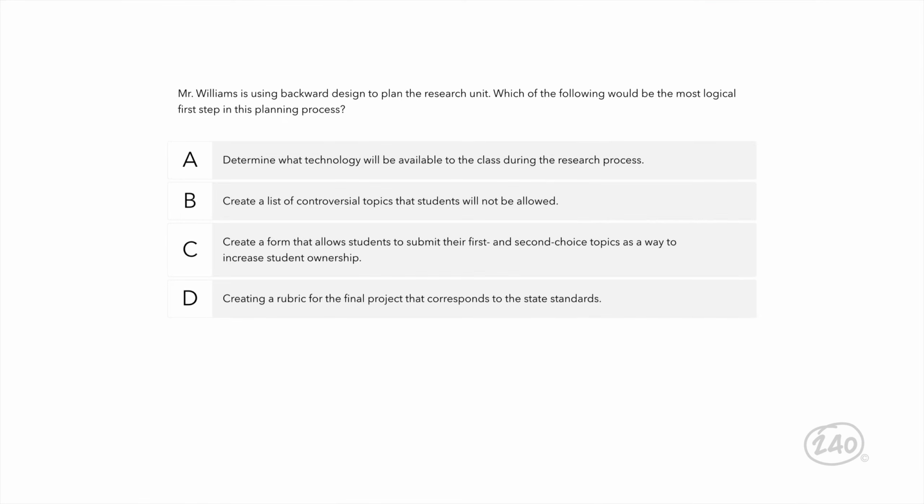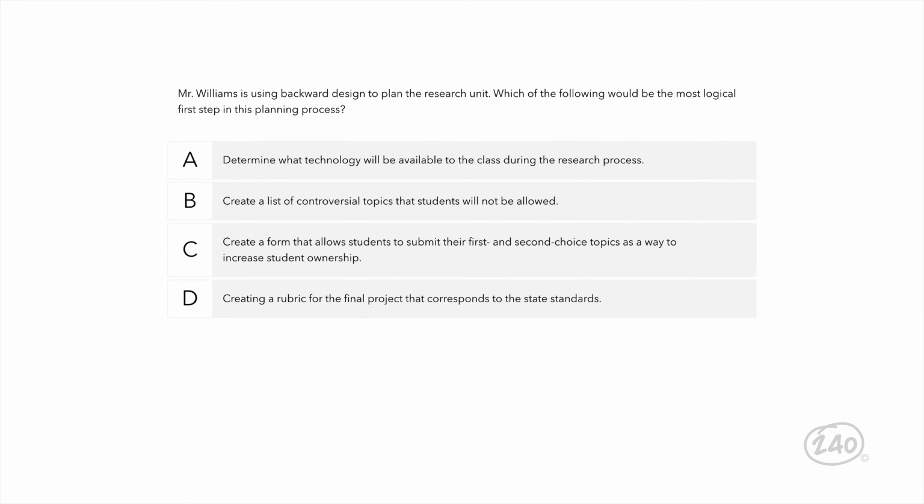One more question type in Domain 1, best practices. So let's take our best practice shot at a best practice question. Ooh, here's a type of question you'll see a lot. Mr. Williams is using backward design to plan the research unit. Which of the following would be the most logical first step in this planning process?